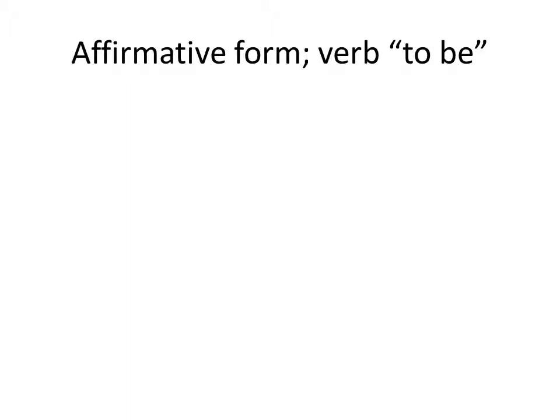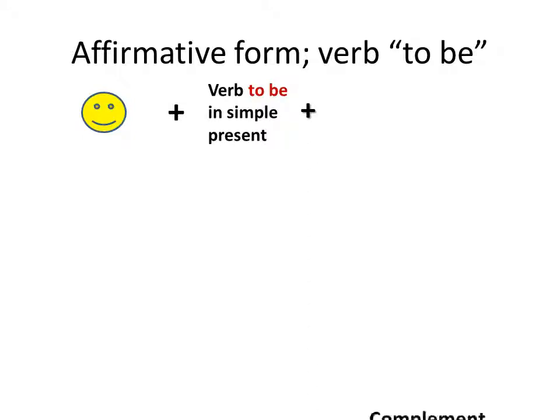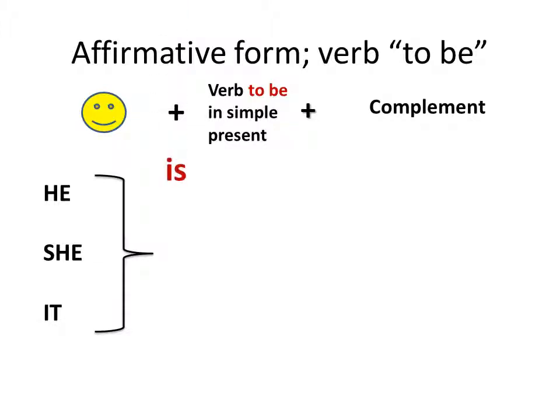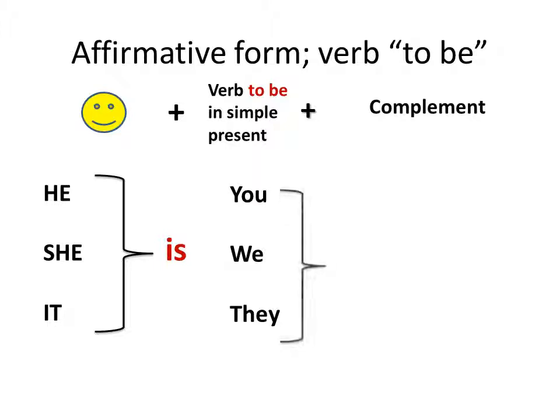Affirmative form, verb to be. This is the formula. So we're going to start with the person plus the verb to be in simple present plus complement. Remember that the verb to be in simple present could be for he, she, and it is. For you, we, and they, it is are. And for I, it is am. Okay, that's the verb to be in simple present. Is, are, and am. Okay.